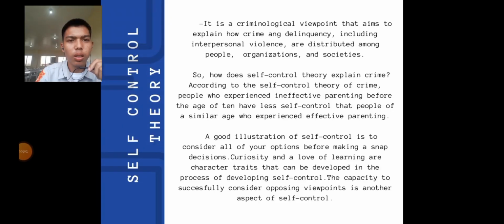So, self-control theory. It is a criminological viewpoint that aims to explain how crime and delinquency, including interpersonal violence, are distributed among people, organizations, and societies. So, how does self-control theory explain crime? According to the self-control theory of crime, people who experienced ineffective parenting before the age of 10 have less self-control than people of a similar age who experienced effective parenting.